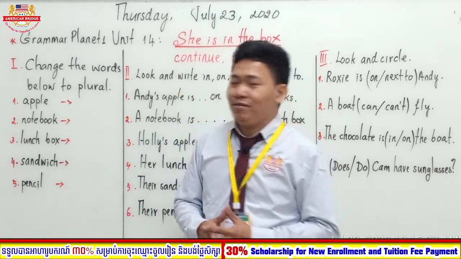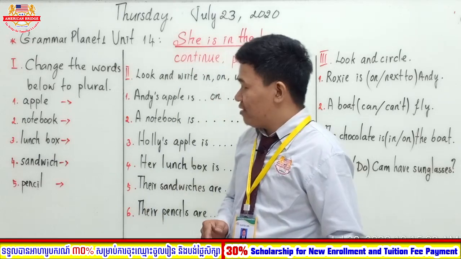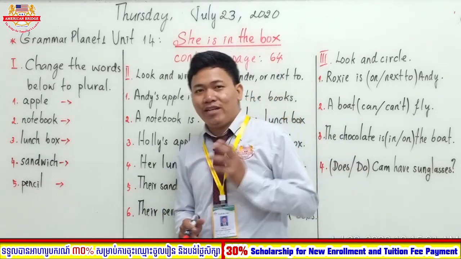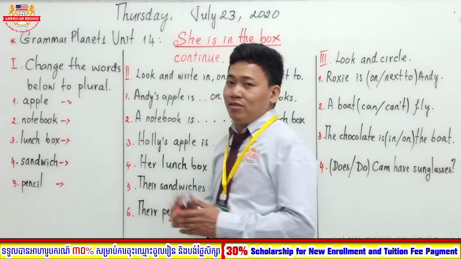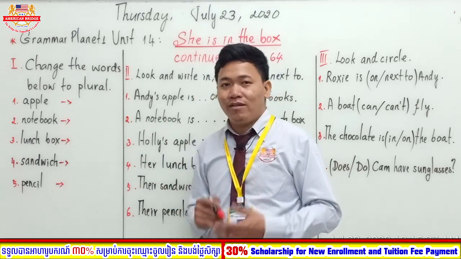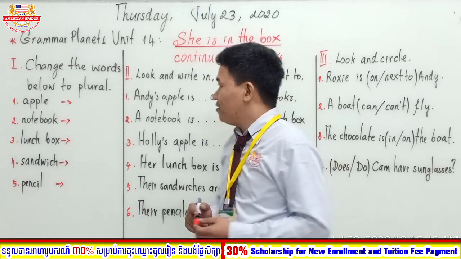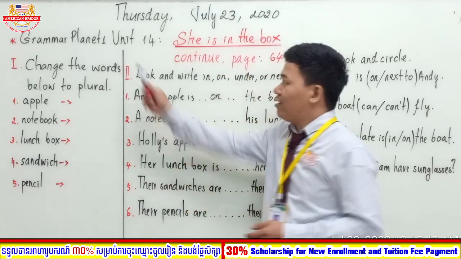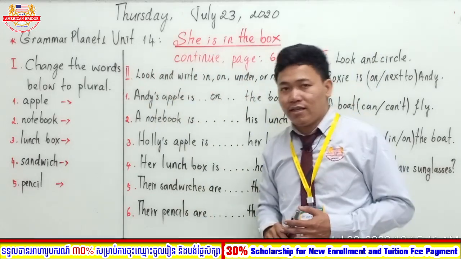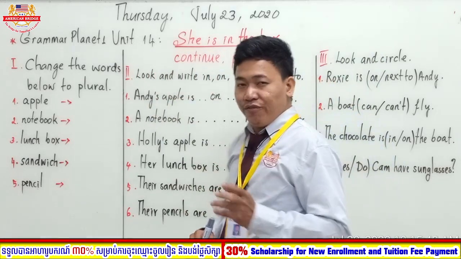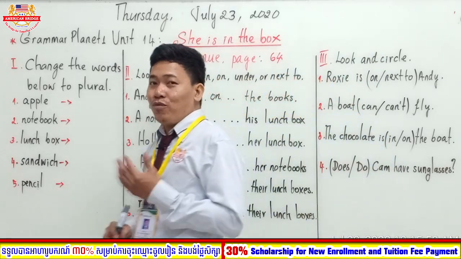Great, everyone. So now we are coming to our lesson today and we will divide our lesson into 3 parts, right? We have part 1, part 2, and part 3. So we will do many exercises today. Today we will learn about Unit 14, She's in the box, page 64. You can turn to page 64, you will see the lesson that we will learn.